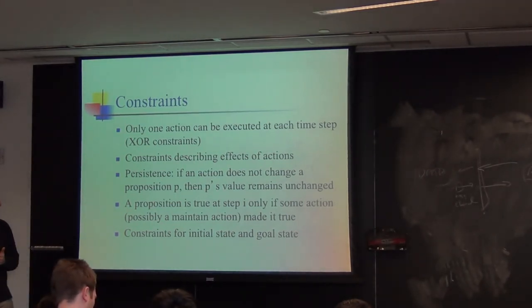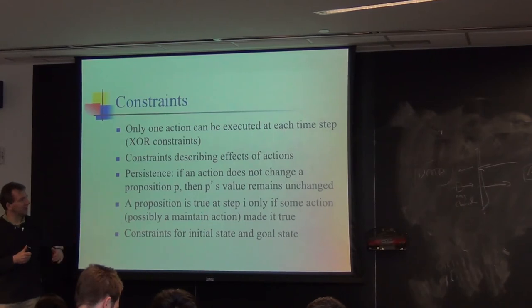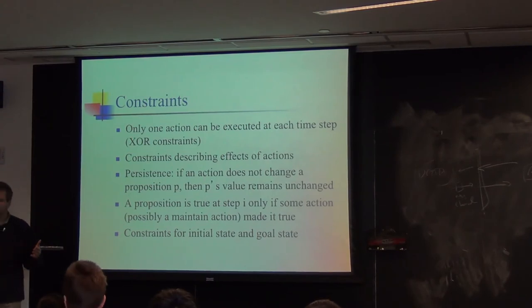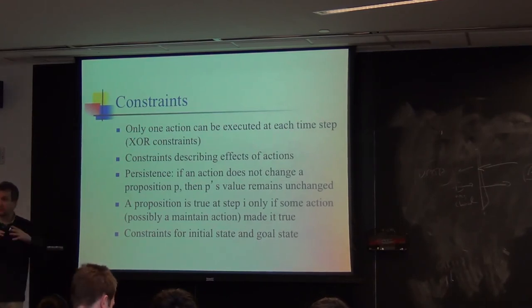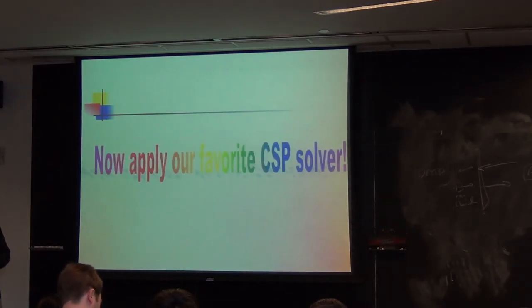Persistence: if an action does not change a proposition, then you assume that proposition still holds. And a proposition is true at step i only if some action, possibly a maintained action, made it true. Then there are constraints for initial state and goal states. So again, it's basically assigning variables to each of these states and then trying to walk through it. And once you've modeled the problem with each of these variables holding each of these states, noting that you have to figure out how many steps the plan takes, which is a big limitation, you can now just go ahead and use your best CSP solver that you have available to you.